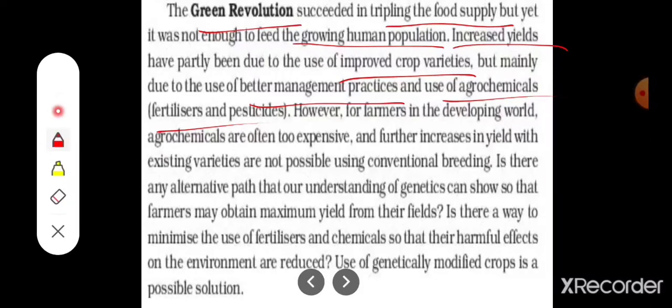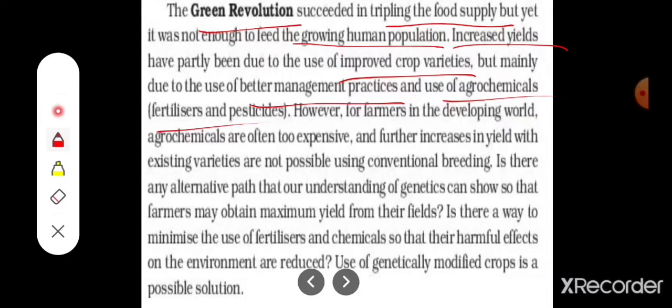But along with that, what mainly helped was better management practice and the chemicals, that is agrochemicals. However, farmers in this world feel that these chemicals are expensive. These agrochemicals are often too expensive, and further increase in yield with the existing varieties is not possible using conventional breeding. With the older method of breeding, we cannot keep increasing the yield. Right, so chemicals are expensive and we can't increase the yield using the conventional breeding method. So we have to find some alternative pathway.